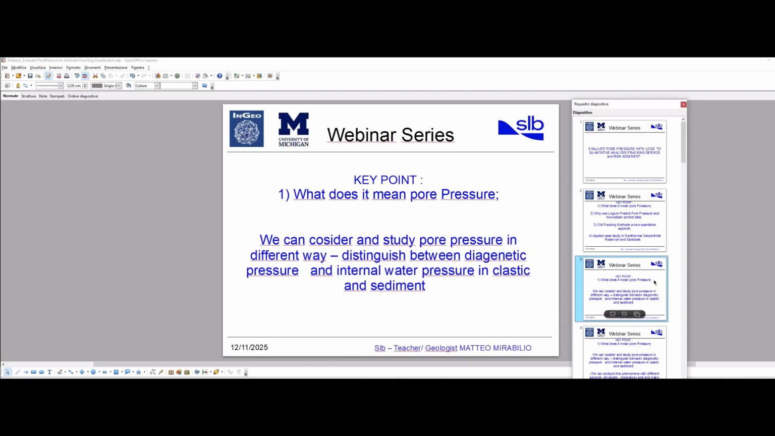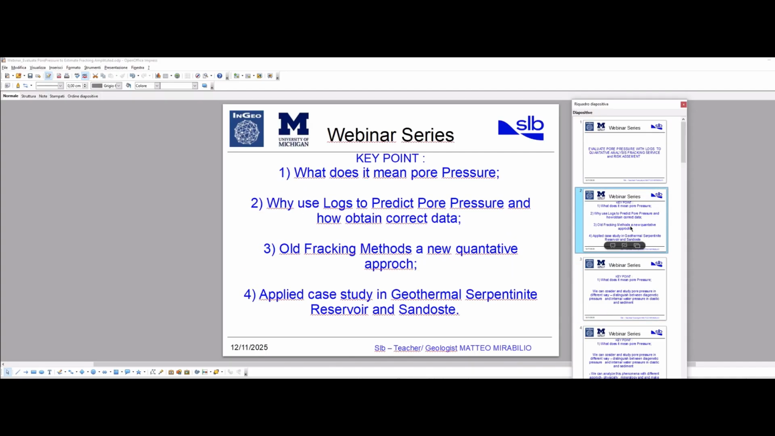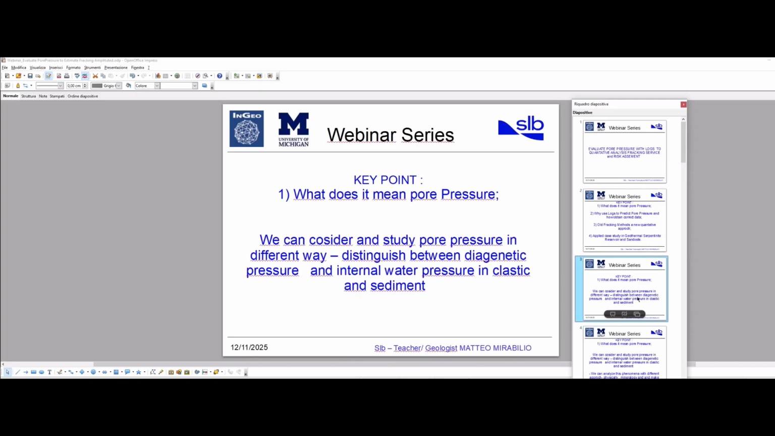So the key points: the first question is understanding what pore pressure means. After, we can choose the selected logs to predict pore pressure and obtain corrected data. We also have various methods of fracking, and we can make a quantitative analysis of these kinds of approaches. We applied this in different case studies for oil and gas, but also for geothermal reservoirs. Today we are focused on underlining what pore pressure means.